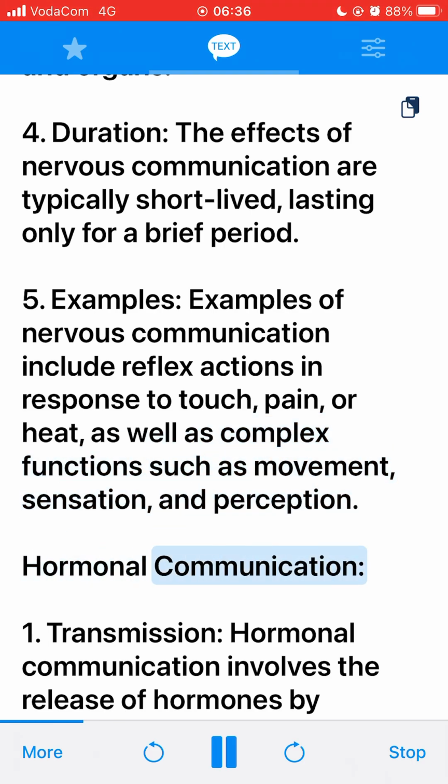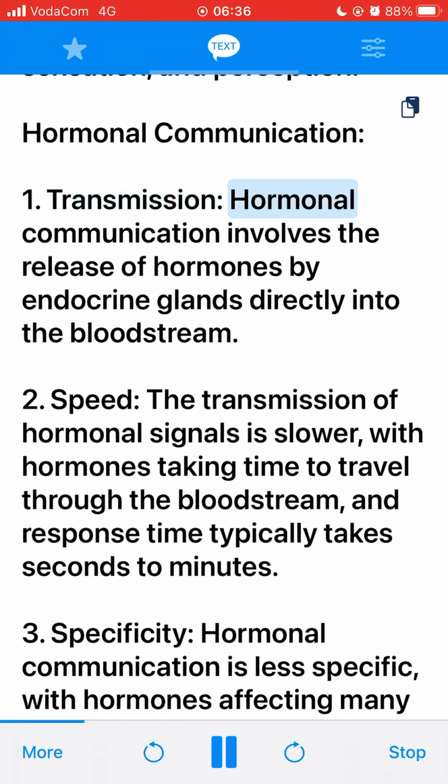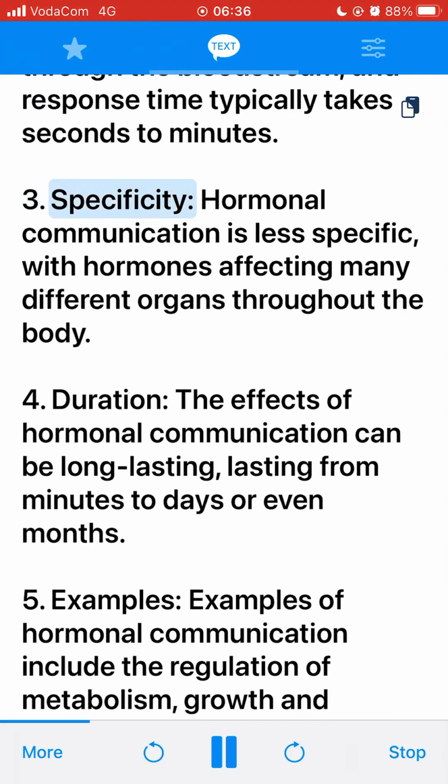Hormonal communication. 1. Transmission. Hormonal communication involves the release of hormones by endocrine glands directly into the bloodstream. 2. Speed. The transmission of hormonal signals is slower, with hormones taking time to travel through the bloodstream, and response time typically takes seconds to minutes. 3. Specificity. Hormonal communication is less specific, with hormones affecting many different organs throughout the body.